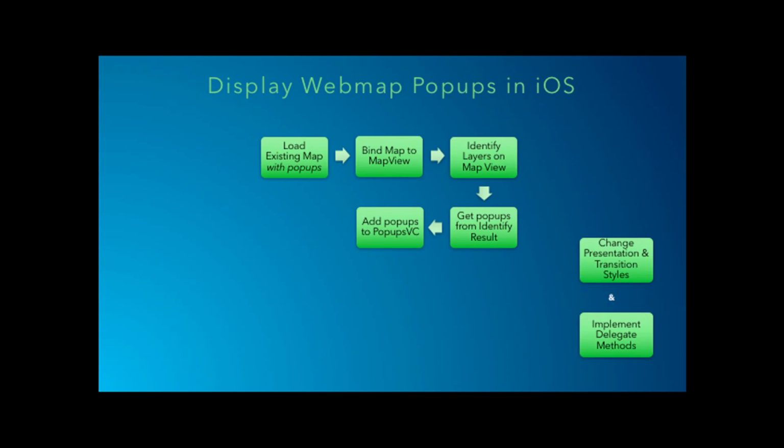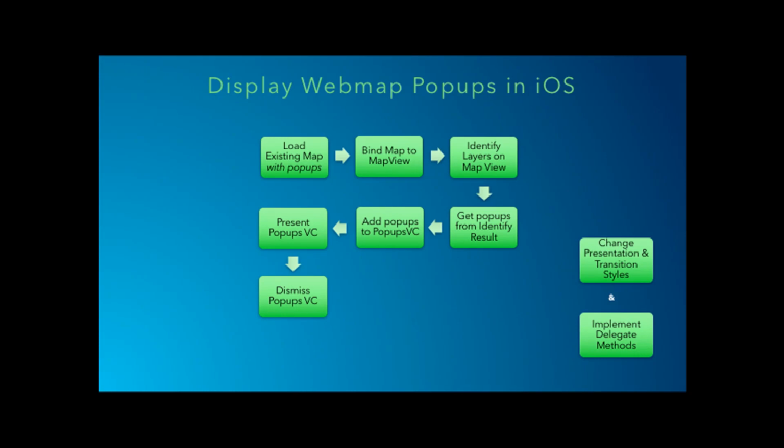we may choose to change the presentation or transition styles of this view controller, basically how we want it to appear on the screen depending on the device's form factor and the animation we wish to provide, etc. Then you may also implement the many delegate methods that the Popups view controller offers. Delegates are basically async callbacks that occur whenever some important event occurs in your application. So you may implement those, and finally you need to present the Popups view controller. And you as a developer are also responsible for dismissing the Popups view controller.